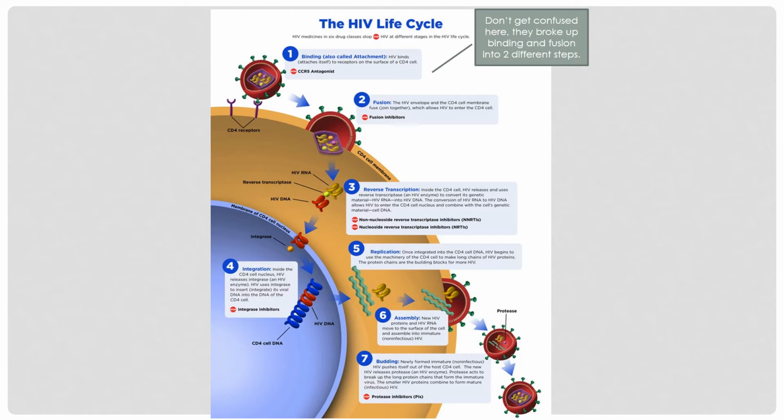And then we have 2 classes of medications that work at this step. Those are the NNRTIs and the NRTIs. And now, once it does this, it's got to integrate. It's got to get into the actual nucleus, which is the DNA making factory, right? So integrase inhibitors prevent that from happening. Then replication, assembly, and budding.